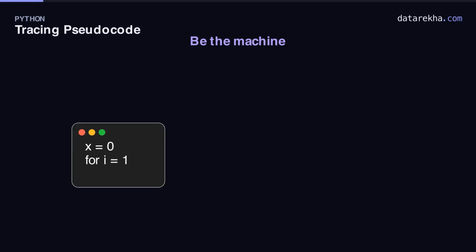Here is a tiny program and one simple question. We set x to 0. Then, for I running from 1 to 4, we keep adding I onto x. When the loop finishes, what is x?